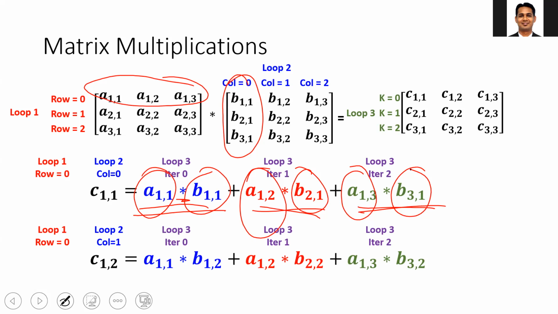So what does this indicate? These values are stored in the memory and you need to read them simultaneously. That means you need to have multiple read ports for the A and B memory. You need 3 simultaneous read ports for A and an additional 3 ports for B. So that is the requirement.